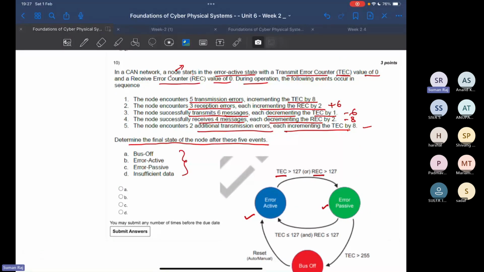Yes, correct. So you have to start off somewhere. Okay, so start off in this. It said you are currently in this state. It starts in this state. So initially you are here. Okay, you are in error active state. And then you calculate what you are getting.